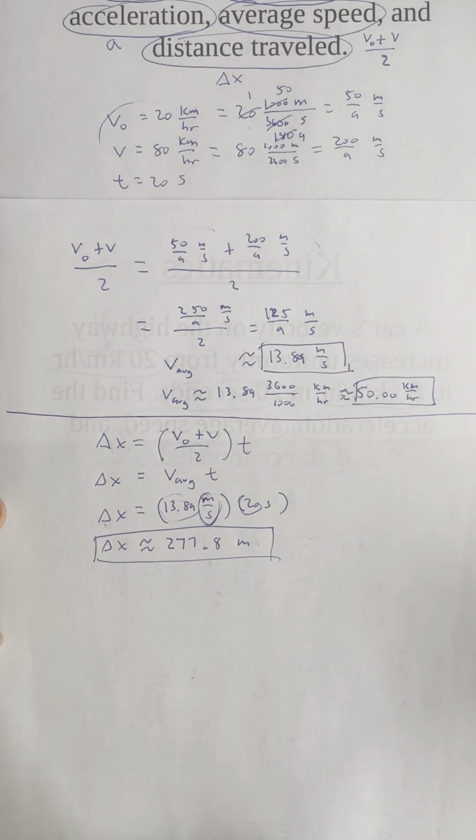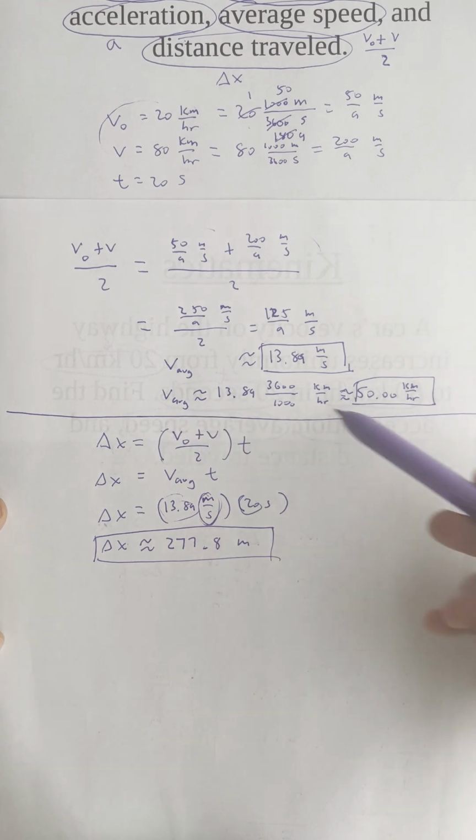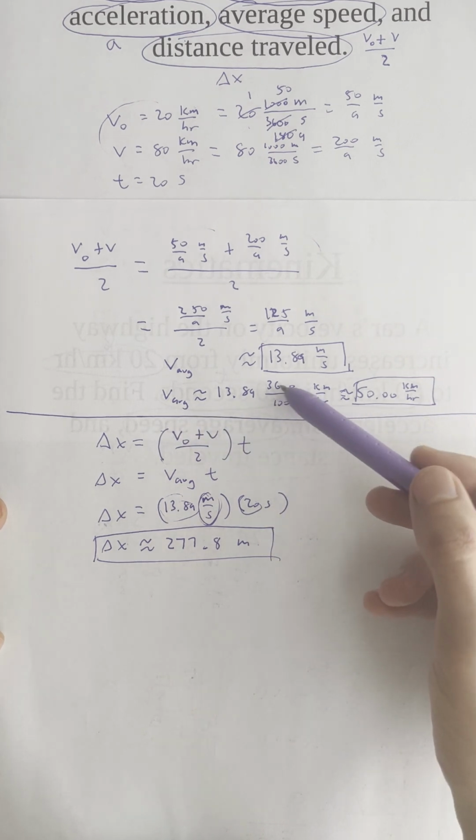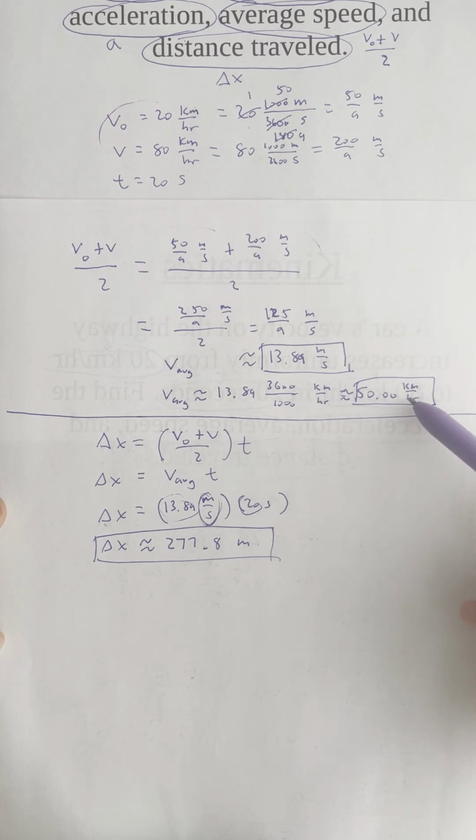Hey guys, I wanted to revisit the second part of this problem because with driving and speed, you usually talk about it in kilometers per hour. So I converted it back to kilometers an hour, and you can do that by multiplying by 3600 over 1000. So 50.00 kilometers per hour.